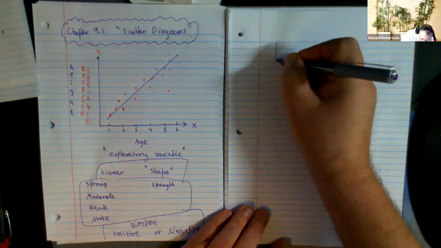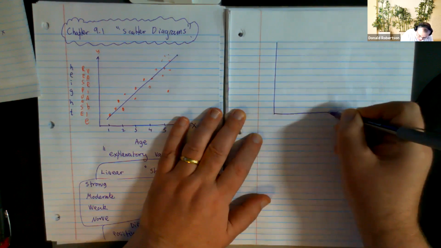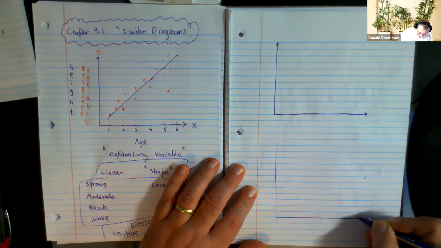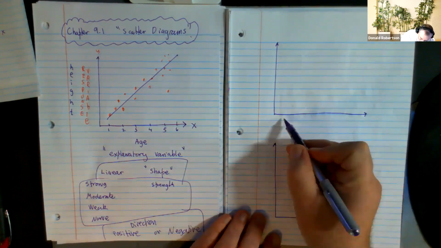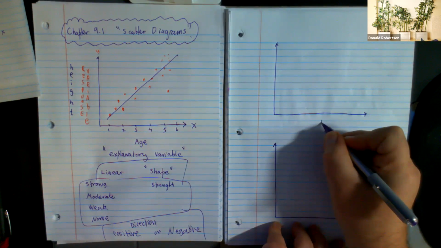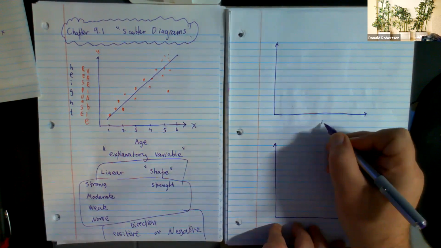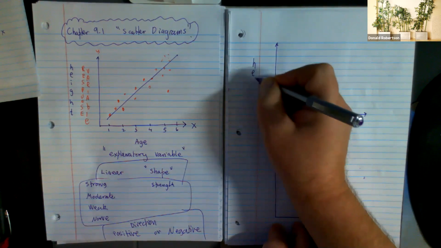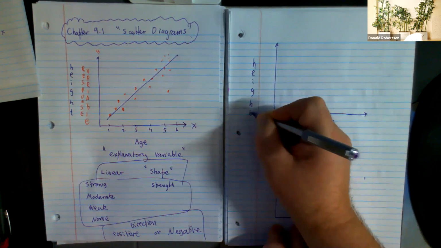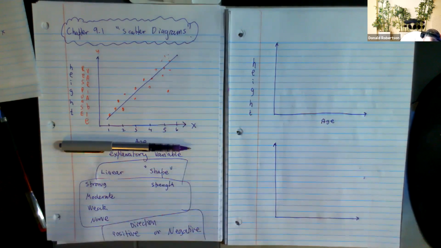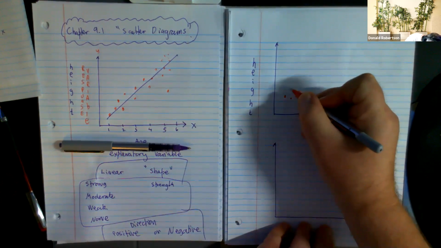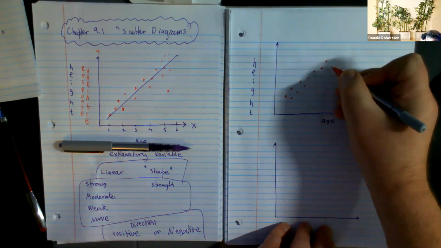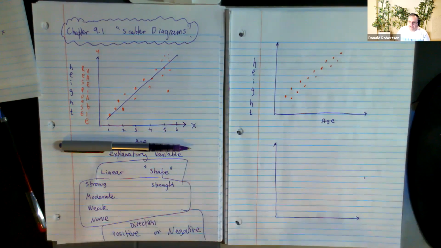So, I'm going to show you 2 examples of scatter diagrams. Along this one, I'm going to do age and height. And we collected pretend data on the ages of some children, and we plotted it against their height. And the data looked like that.